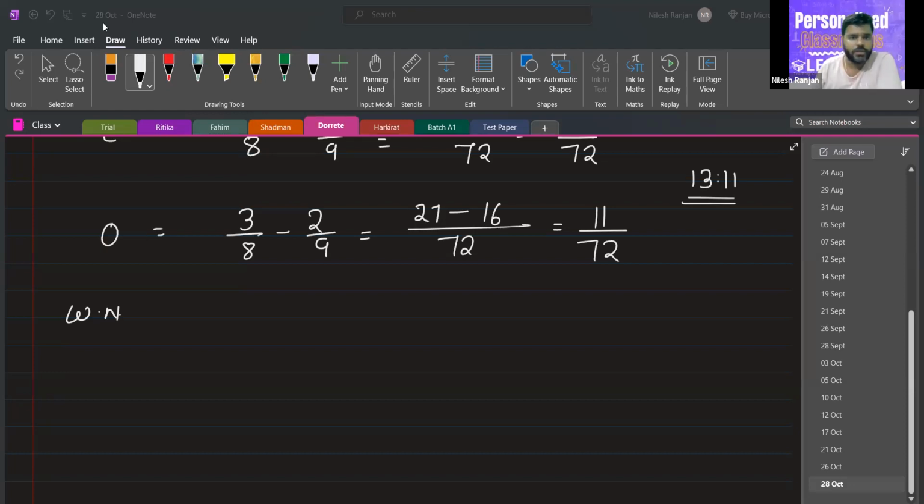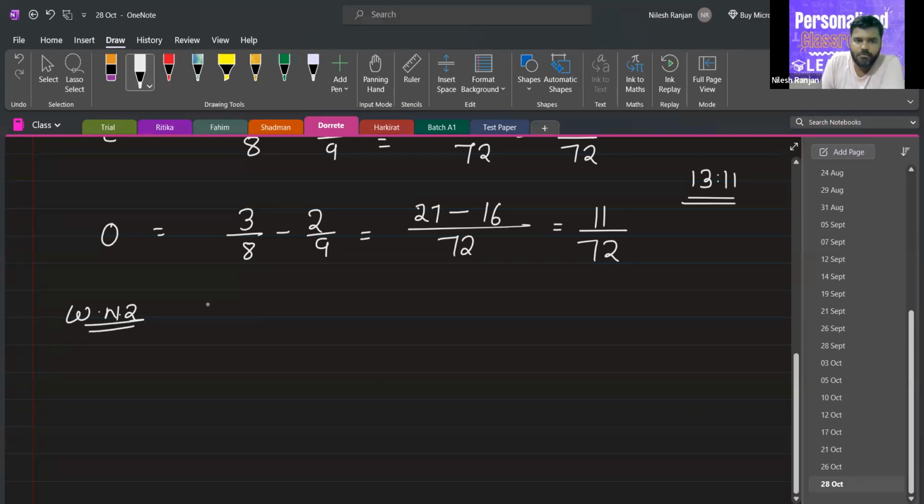Now, working note number 2, distribution of goodwill. Total goodwill of the firm should be multiplied with a fraction, not a ratio. So the total value of goodwill of the firm was 72,000.